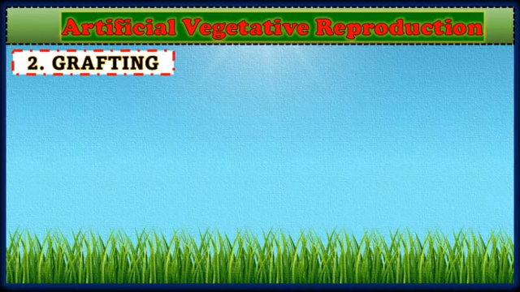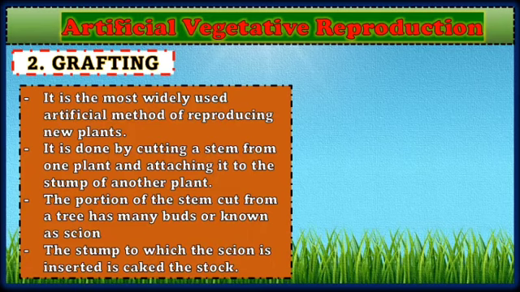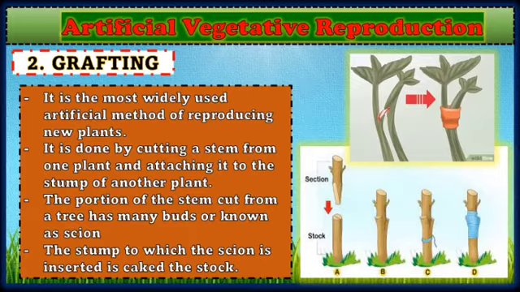Next, we have what you call grafting. Ano naman itong grafting? It is the most widely used artificial method of reproducing new plants. So, this is what you call grafting, kung paano ginagawa. It is done by cutting a stem from one plant and attaching it to the stump of another plant.